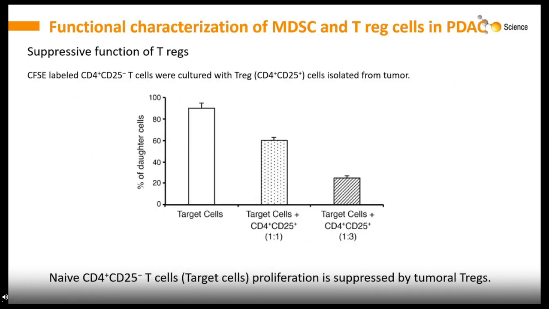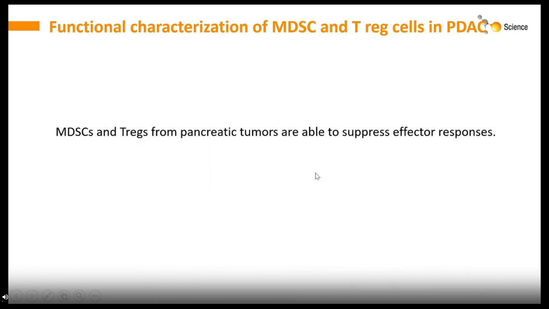After that, we investigated the suppressive function of Tregs. Target cells, CD4 plus CD25 negative, were cultured with Tregs, CD4 plus and CD25 plus. And we saw by cytometry that target cell proliferation is suppressed by tumoral Tregs. So MDSC and Tregs from pancreatic tumor are able to suppress effector responses in PDAC mice.